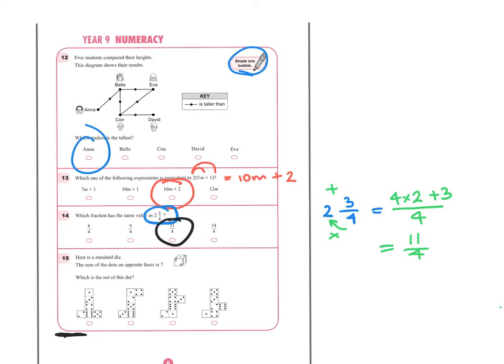Question 15. Here's a standard die. The sum of the dots on opposite faces is 7. So which is the net of this die? This is usually the die that you have seen. The opposite sides, the sum of the dots, will be equal to 7. So if we bend this one, for example, and try to make a cube or die, what's going to happen? Bending this, this number 3 and this number 6 would be opposite each other.